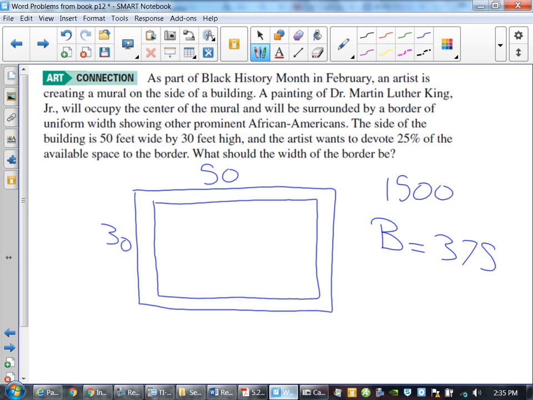Well, if the whole wall is 50 by 30 and we have uniform width going around, we need to figure out these new internal dimensions. Now, what should that internal area equal? The outer border is 25% of 1,500, 375, which leaves you an internal area of just the two parts subtracted out. And what was it, 1125? Yeah. So this new internal area has to equal 1125. Okay? And now you set it up in terms of a quadratic.